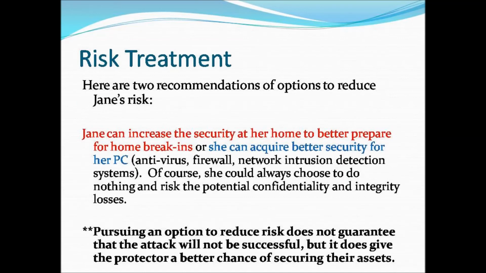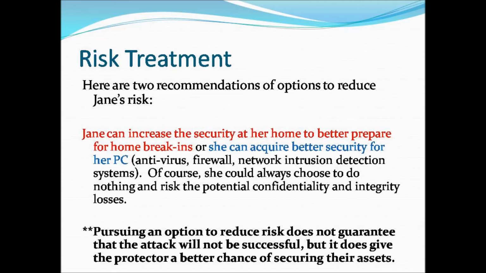Now that we are aware of how Jane needs to approach reducing her risk, here are 2 recommendations of options that she can pursue. Jane can increase the security at her home to better prepare for a physical break-in, or she can acquire better security for her PC, such as upping her virus protection or firewall or intrusion systems. Of course, she could always take the third route of doing nothing and risk the confidentiality and integrity losses.